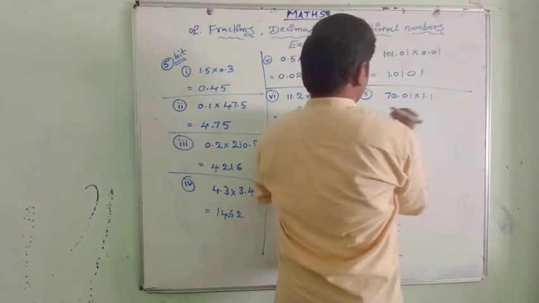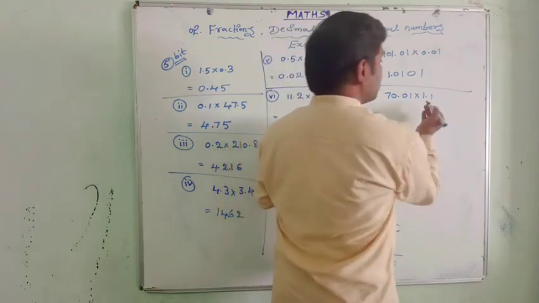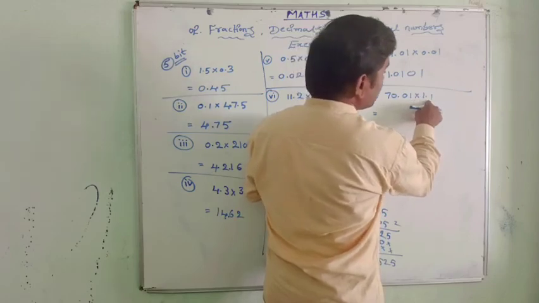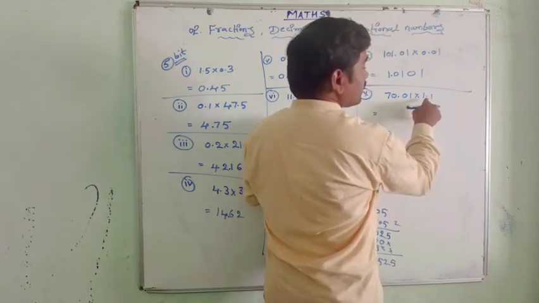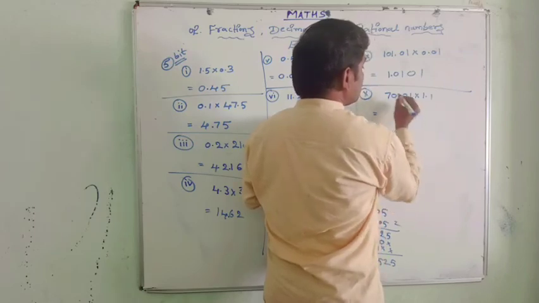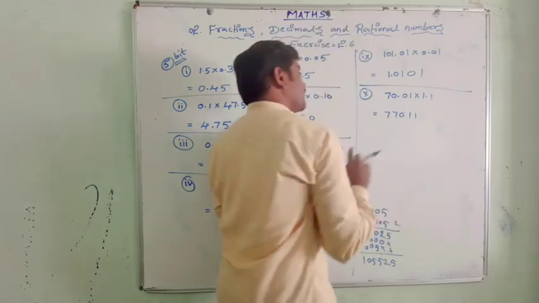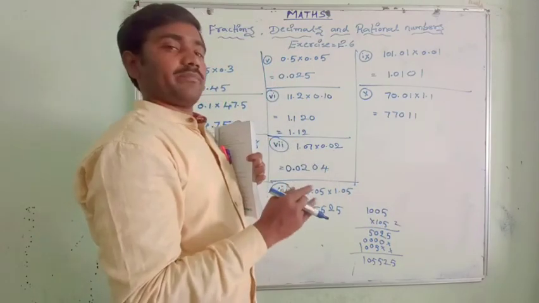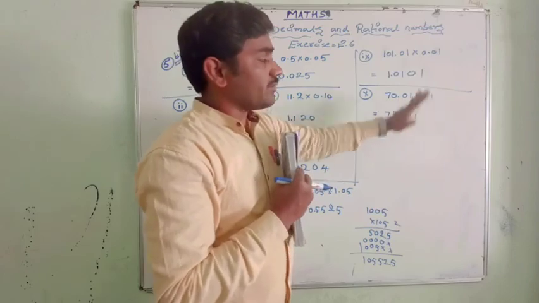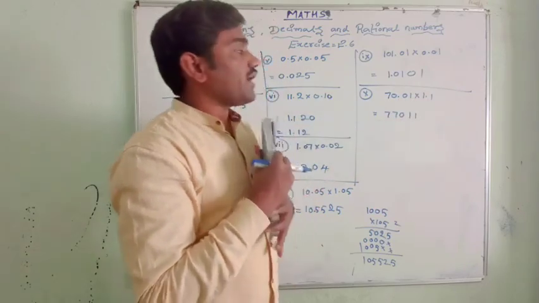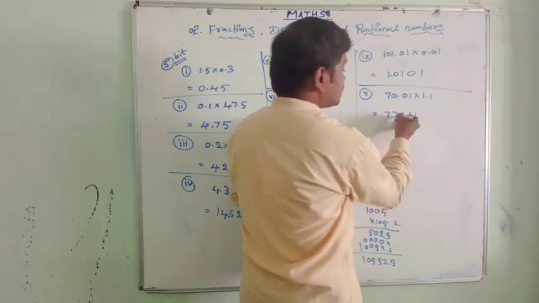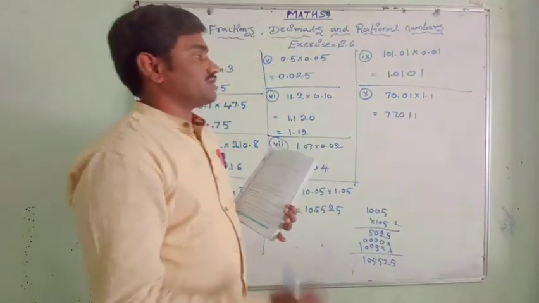70.01 into 1.1. So with 11 will multiply. 11 ones are 11. 1 carry. Okay. Here 1.1 is nothing but 11. 11 0 is 0 plus 1, 1. 11 0 is 0. 11 sevens are 77. This we got. Without decimals we have multiplied. Imagine that there are no decimal points and multiply. You will get this number. Then we have to count the decimal points. Here 2 and 1, 3. 3 digits you get, 77.011. This will be the answer.